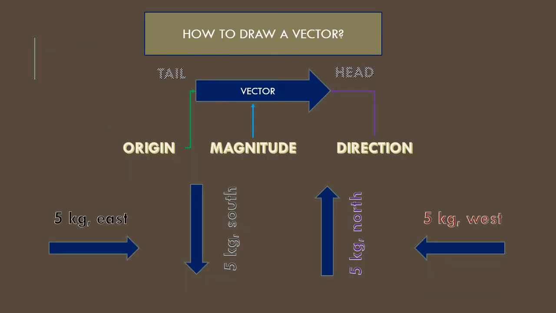An arrow represents a vector. So, yung tail niya ay yung origin, then yung body niya ay andun yung magnitude. Then, yung head niya ay nakapoint sa direction ng vector. So, for example, we have here 5 kilogram east. So, yung arrowhead niya ay nakapoint sa east direction.